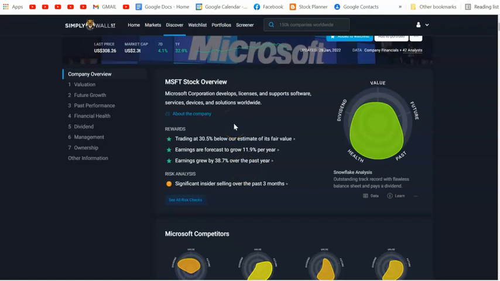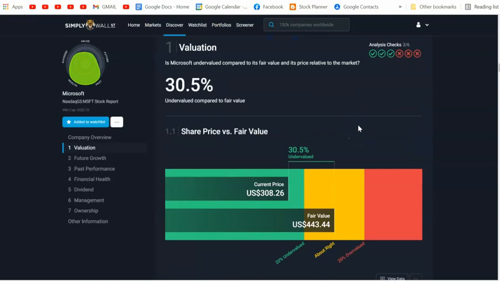We all know that Microsoft does the software licenses, and it's in a lot of other things like AI and cloud and artificial intelligence. I like Simply Wall Street because of the graphics. I like pictures. I'm a simple guy. According to Simply Wall Street, it's supposed to be trading at $308. Well, it is trading at $308, but the fair value for this stock is $443. So that's some significant move.